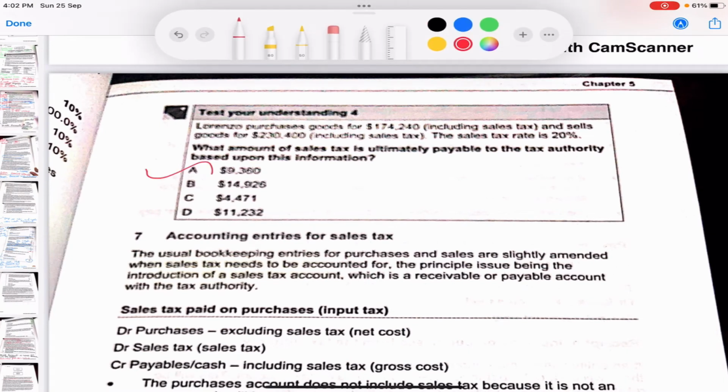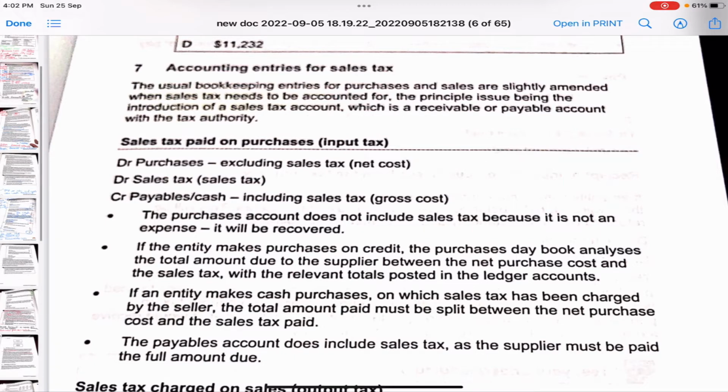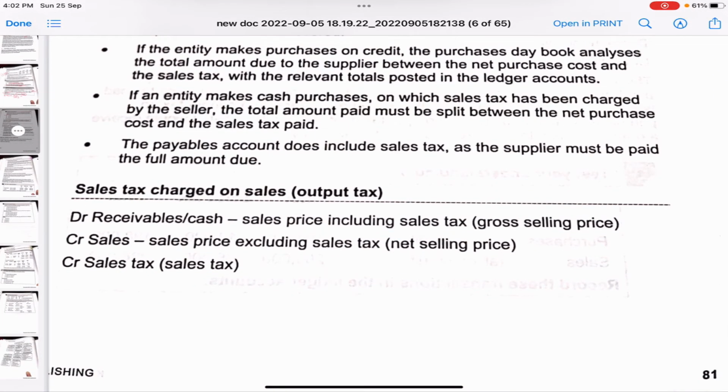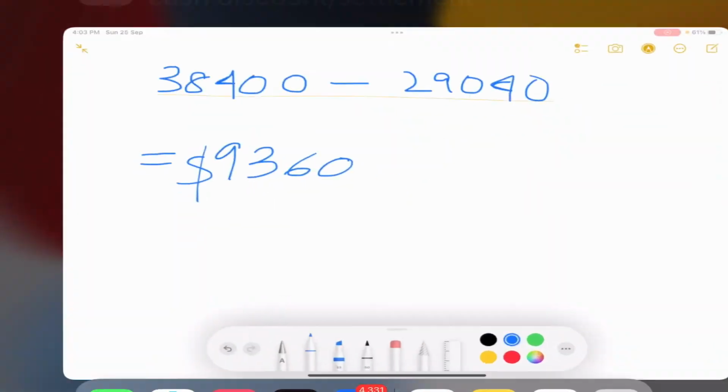So yes, it is option A, which is 9360. I hope you all got the answer. So this is very easy, very straightforward, right? Now let's move on. Now we have done everything. The only thing which is left is how do we pass a journal entry of the same. You have understood the concepts, the formulas, and how to calculate the taxes. Now you have to just do the journal entries. So let us first go back to this.